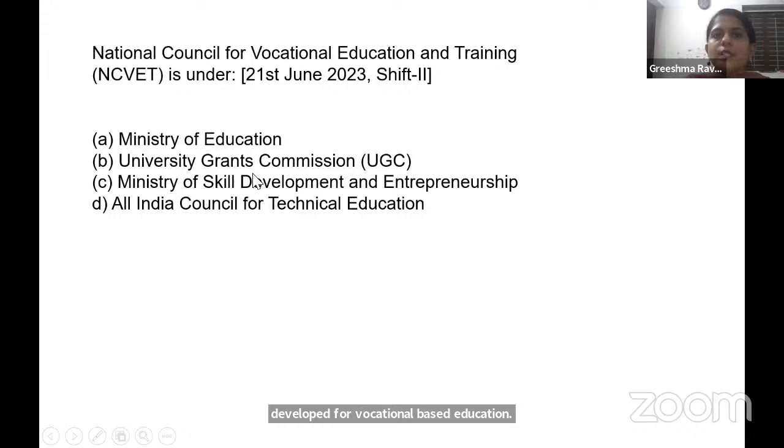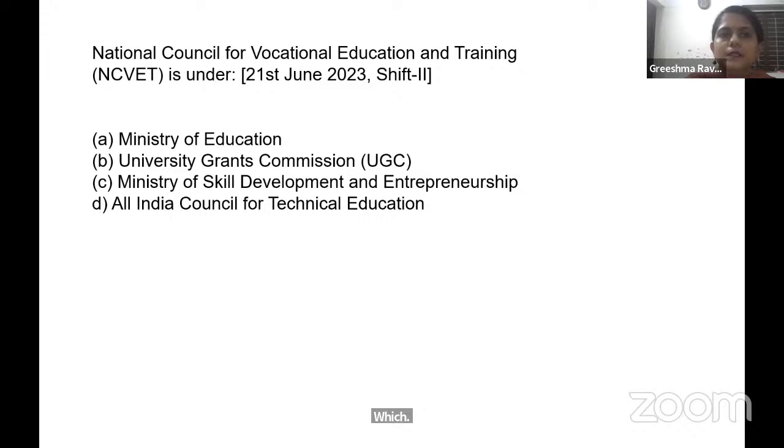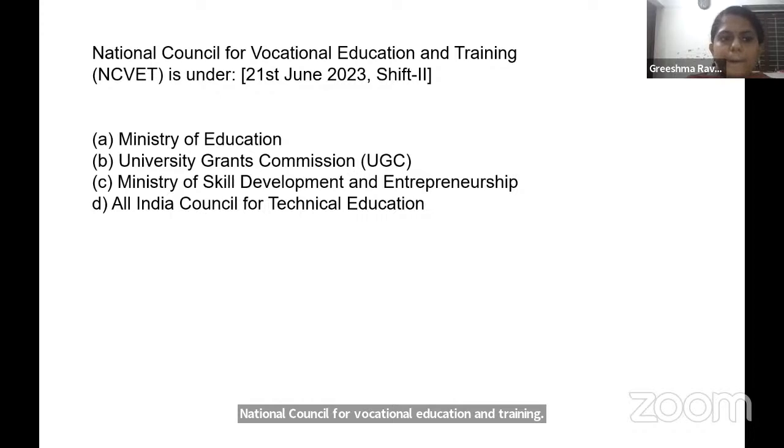Next question, National Council for Vocational Education and Training is under. We have discussed about NCVET. So this NCVET comes under which ministry or which category it comes under? Which body our NCVET comes under? National Council for Vocational Education and Training. It comes under which body? Okay, mixed answers. C. Yeah, it is based on vocational training and skill development.